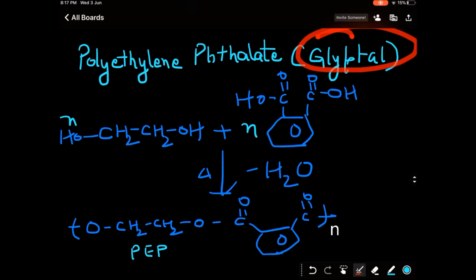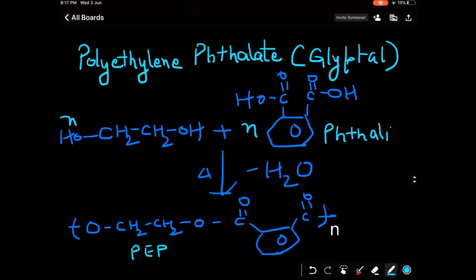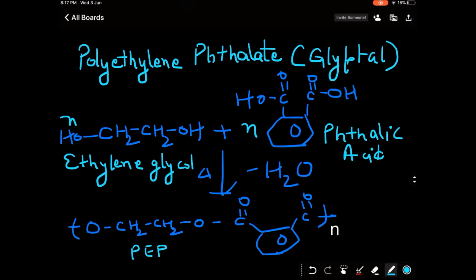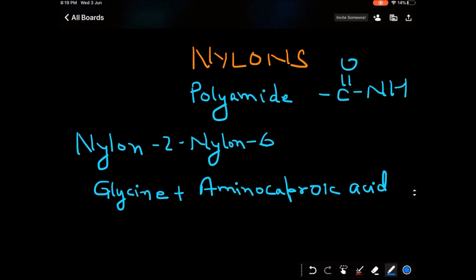So this is polyethylene phthalate, also called glyptal. This is a resin, so we can write its name here. Phthalic acid and ethylene glycol. Phthalic acid is benzene 1,2-dicarboxylic acid.